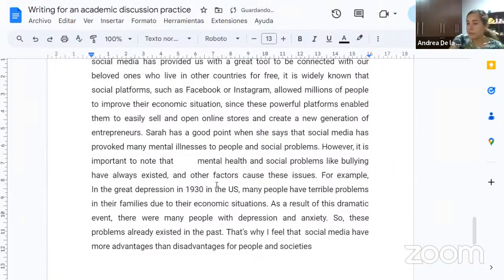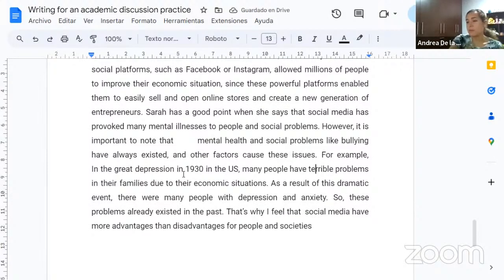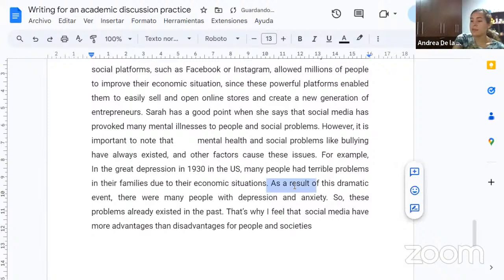For example, during the Great Depression in 1930 in the US, many people had, don't forget your articles, terrible problems in their families due to their economic situations. As a result of this dramatic event, there were many people with depression and anxiety. Right? So these problems have already existed in the past. That's why I feel that social media has more advantages than disadvantages for people and societies. I love your response, Christian.